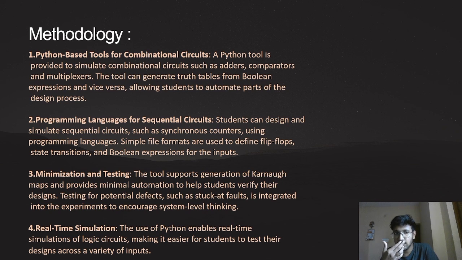If we use the same approach in sequential circuits, simple file formats are used to define flip-flops, state transitions, and Boolean expressions for input, minimization and testing. The tool supports generation of the Karnaugh map, which helps students verify the design. So if there are any faults in the system, they can easily find them because they are going through testing. That will help them identify potential defects such as stuck-at faults and integrate this into the experiment to increase system-level thinking. Real-time simulation: the use of Python enables real-time simulation of logic gates, making it easier for students to test their design across various inputs.